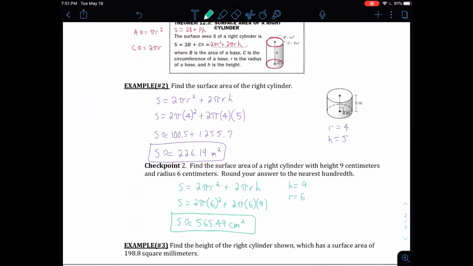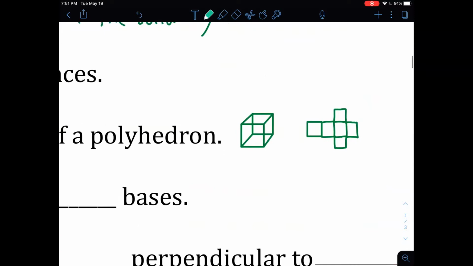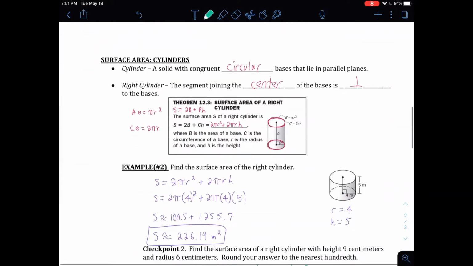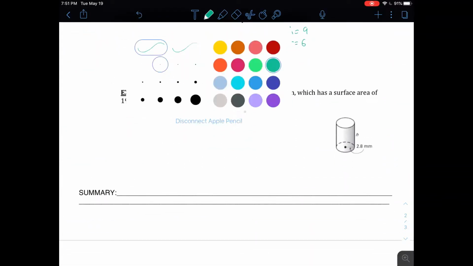Remember way up here when we talked about that net, when we laid this out flat? When you lay out a 3-dimensional shape flat like this, it still covers square feet in 2-dimensional space. Okay? All right, almost done here. The last example is a little bit different, but not too bad.